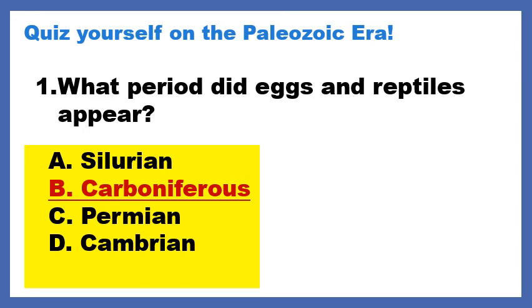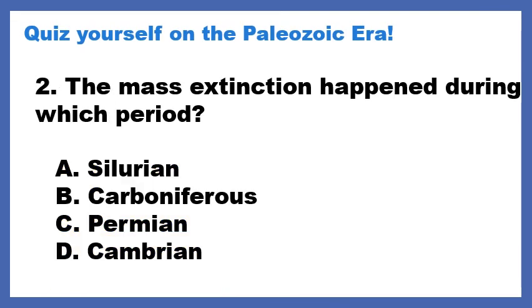And eggs are so important because they helped babies develop on land instead of developing in the sea, and it was a way to protect them from drying out. Next question and last slide for the day.